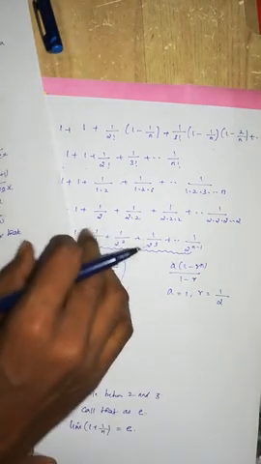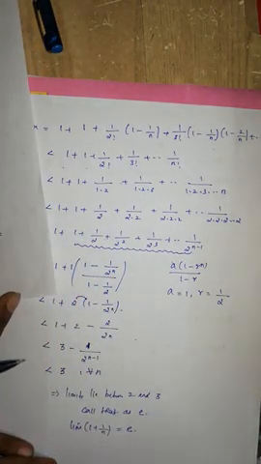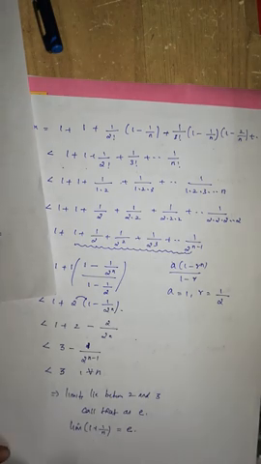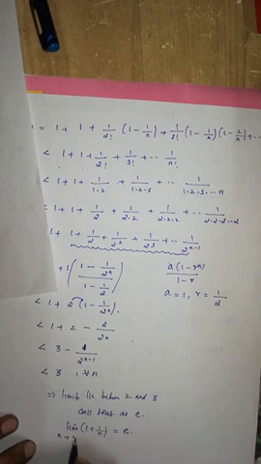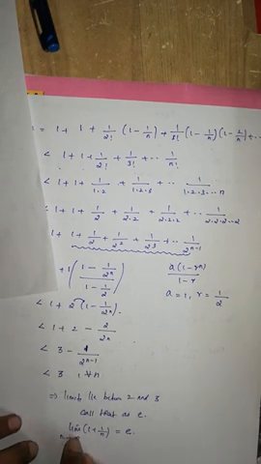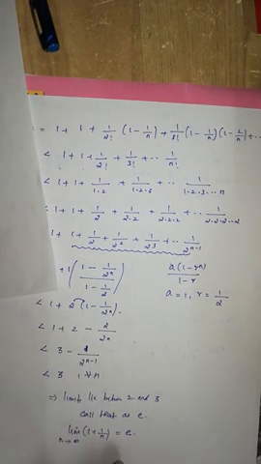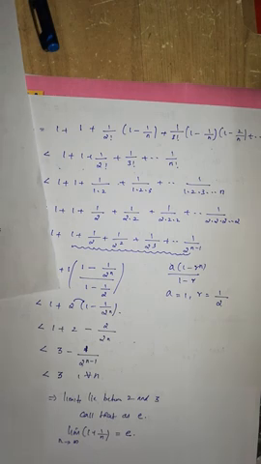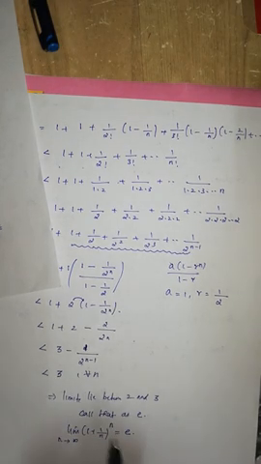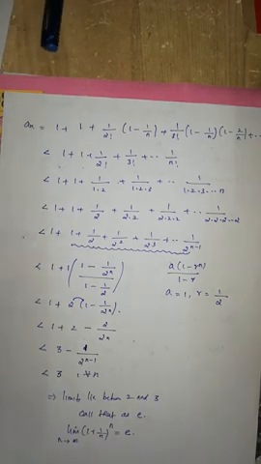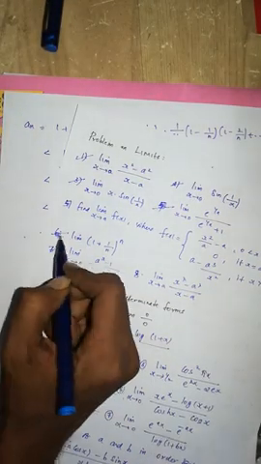So this is a very important question. They asked us to show that the limit of 1 plus 1 by n whole power n, as n tends to infinity, is e. If they haven't mentioned it here, you should take it as n tends to infinity. So it's a very important question. So we have solved the 6th problem.